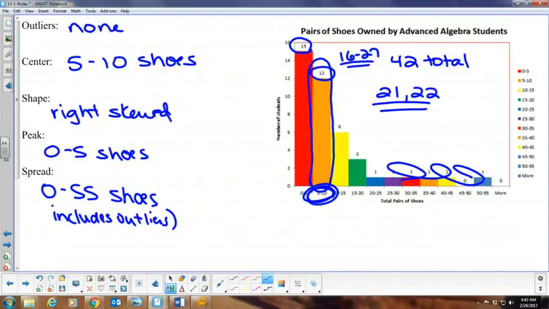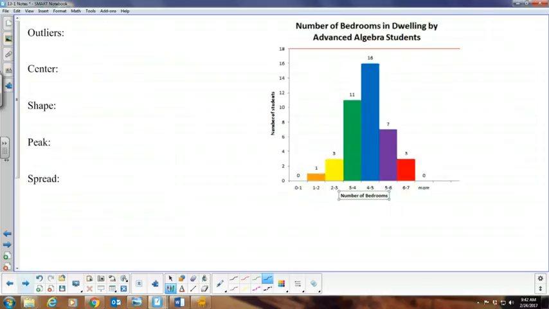Even though we didn't have any in this graph, I just want you to be reminded of that. So the next one, we have the number of bedrooms in dwelling by advanced algebra students. So they have a house, an apartment, wherever you live, how many bedrooms do you have in that area? So you can see that we graphed it here.